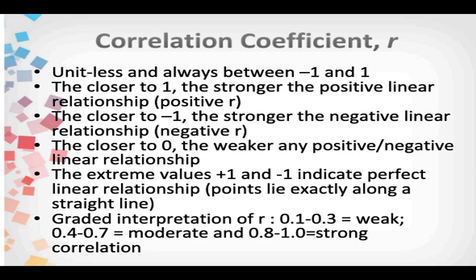As an example, 0.1 to 0.3 is weak, 0.4 to 0.7 is moderate, and 0.8 to 1.0 is called strong correlation.